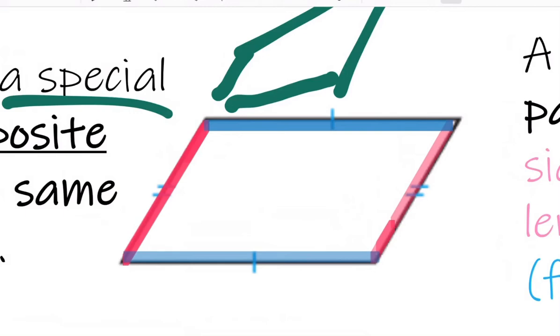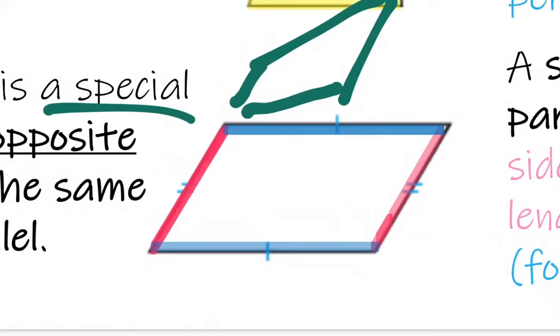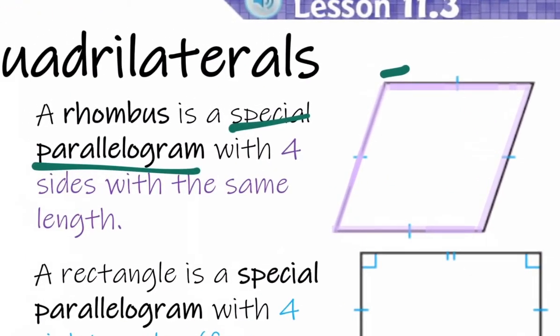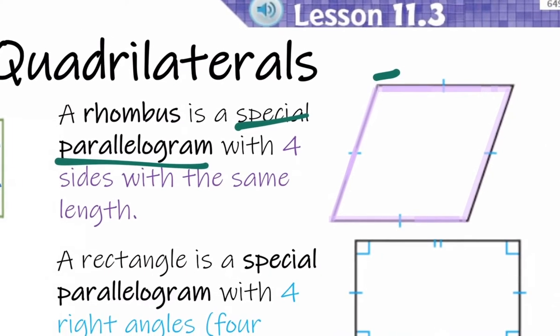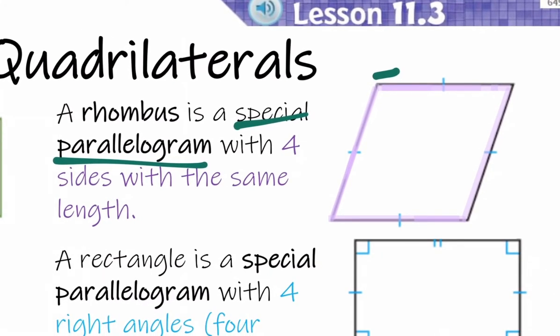So let me just get out of this. Let's talk about a rhombus. A rhombus is a special parallelogram with 4 sides with the same length, and it has parallel sides. So we know that it has parallel sides, and I'm not thinking of a compass. I'm thinking of a protractor, I think. Yes, I always get those 2 mixed up. You have to use both to create shapes. But a protractor.